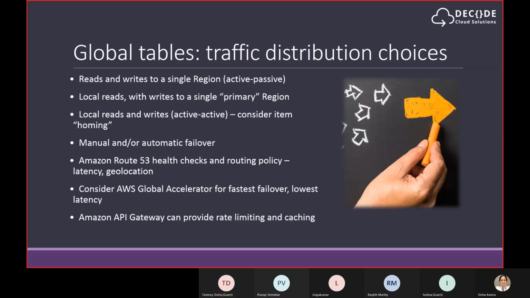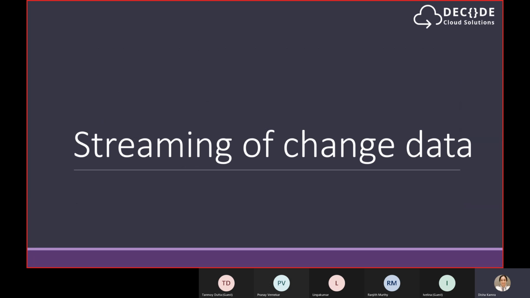For an example of a global tables implementation, again, check out the Disney Plus presentation at AWS re:Invent. It will help you if you are not able to get an idea about the traffic distribution. Moving to the next slide.